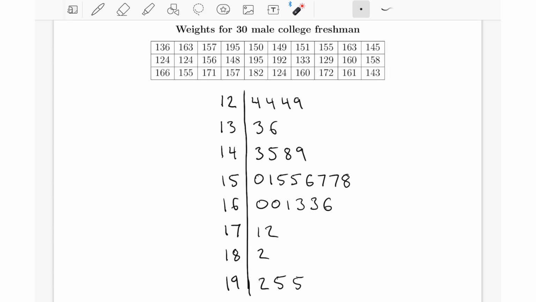One thing I want to point out here is that, first of all, the data values are not in order, so it takes a little bit more effort to make sure we put these in order. Additionally, our leaves do not represent the 10th digit like they did in the last example. In this case, our leaves represent the 1's digit. So how we would read this going from this graph back to the data set is 124.